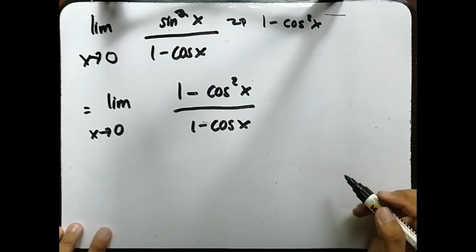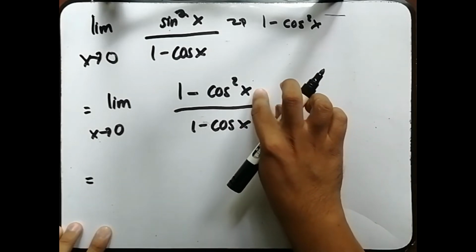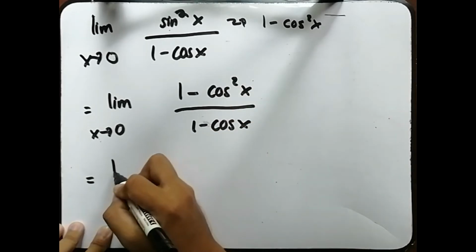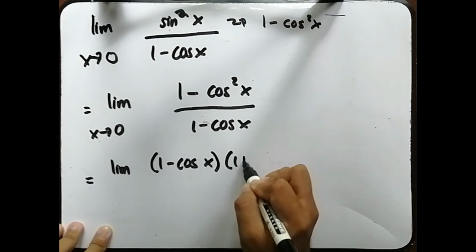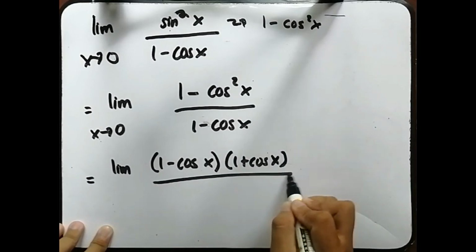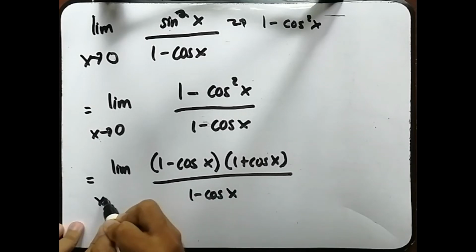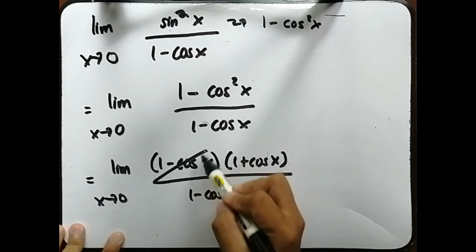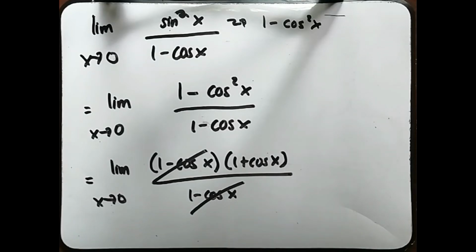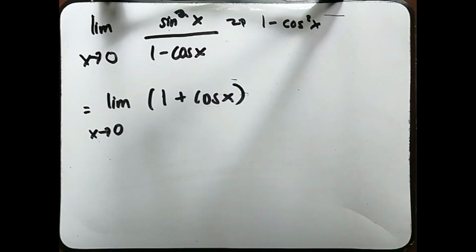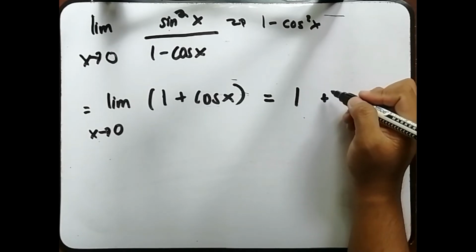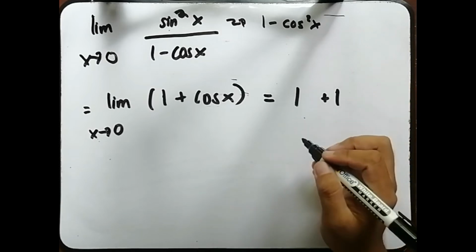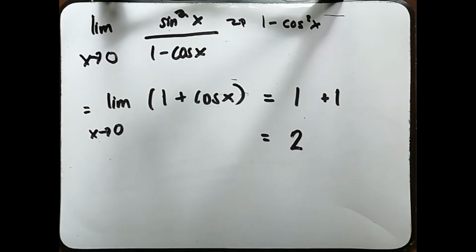Then, pwede nating i-factor to, difference of two squares. So, we have the limit of 1 minus cos x times 1 plus cos x all over 1 minus cos x as x approaches 0. So, pwede nating tanggalin to, which leaves us with the limit of 1 plus cos x as x approaches 0. Then by direct substitution, this is just equal to 1 plus cos 0 is equal to 1. Therefore, the answer is 2.